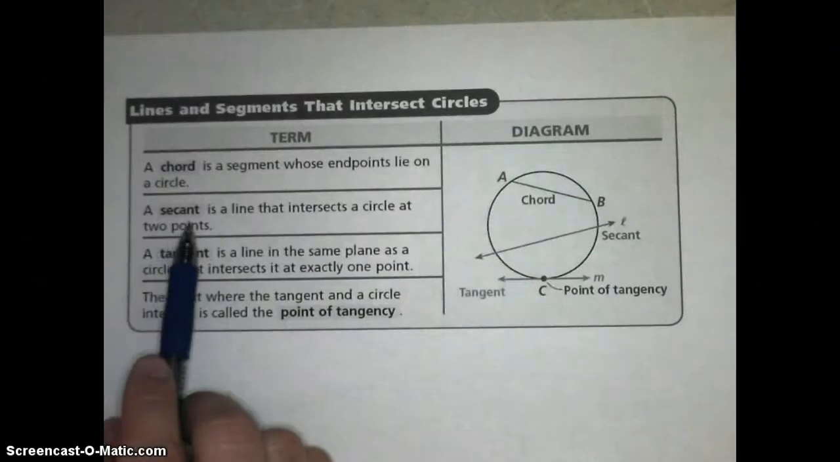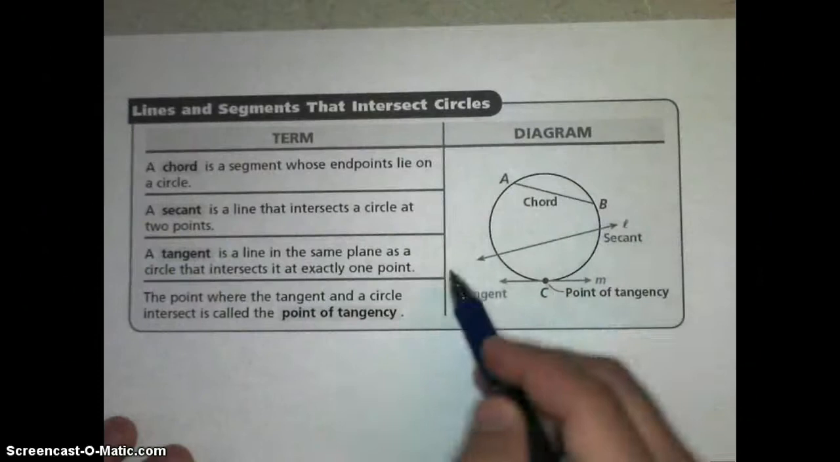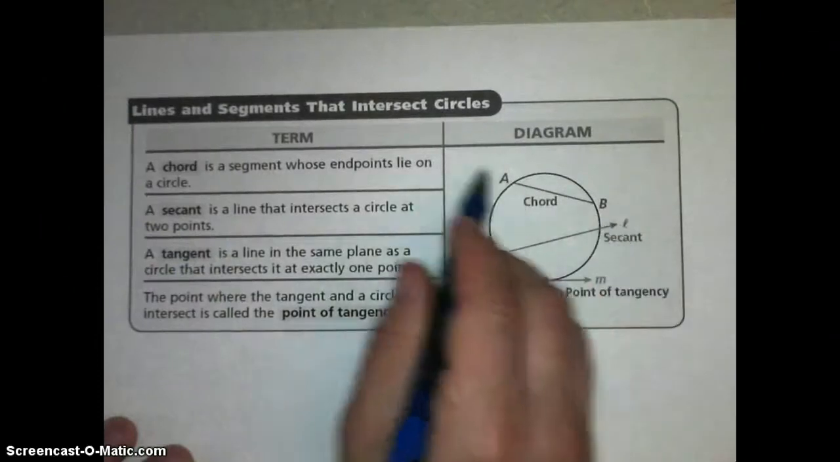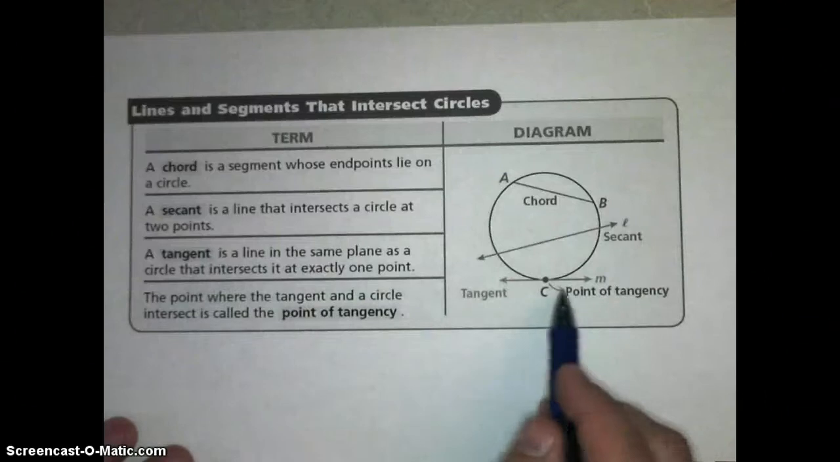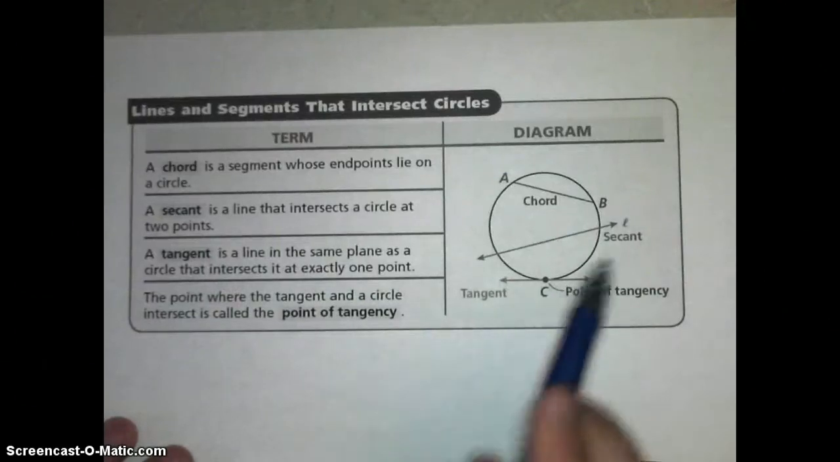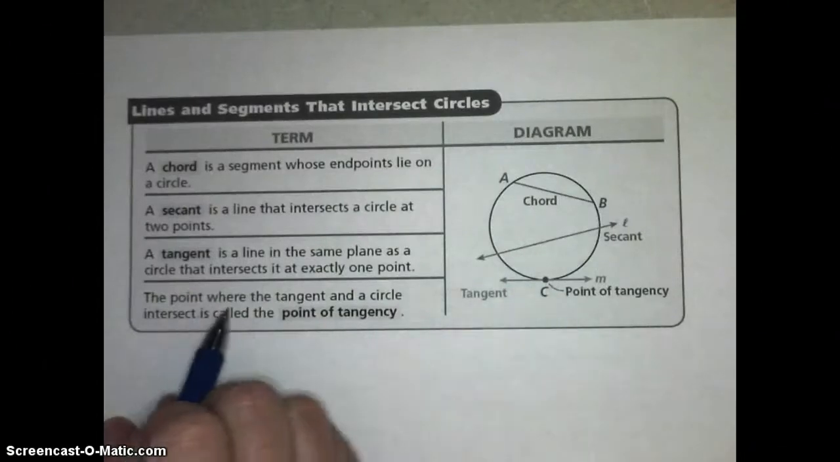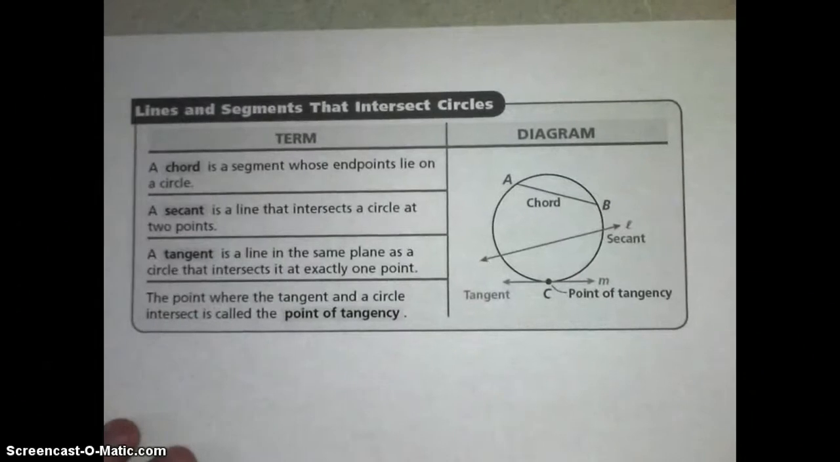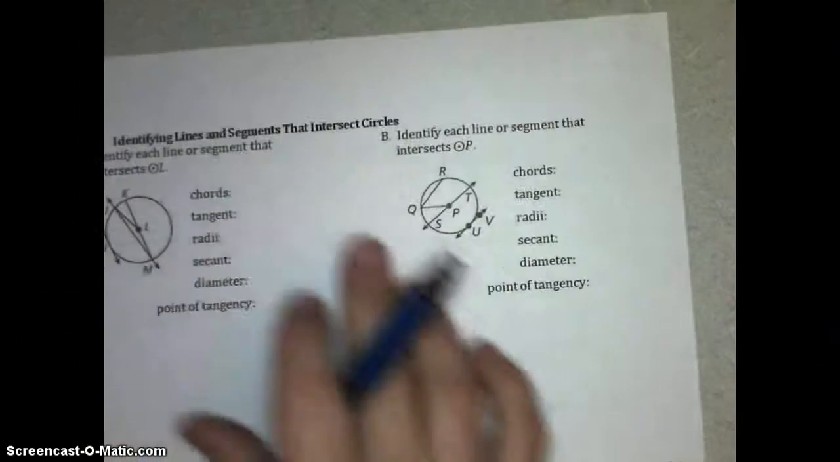A secant is a line that intersects a circle at 2 points. So it's a line continuing in both directions. So if I were to extend the ends of a chord infinitely, I get a secant. And a tangent is a line that intersects the circle at exactly 1 point, only 1 point. It's like the circle is laying on that line at just 1 point. And that point is called the point of tangency. So in our next example, we are going to identify chords, secants, and tangents from the given diagrams.